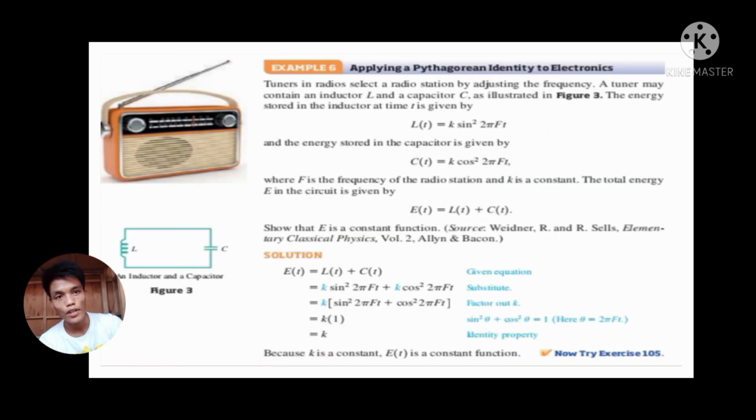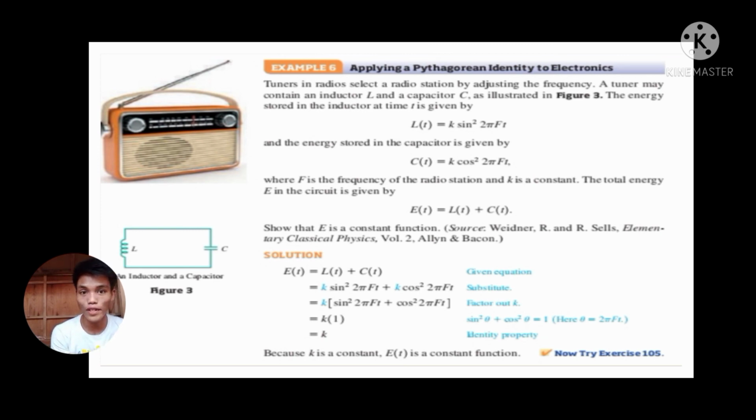Okay, so here is what I said a while ago. Example 6, applying a Pythagorean identity to electronics. What we are going to do here is apply it to a real life situation or real objects. So, tuners and radios. As you can see, there is a radio there. Tuners and radios select a radio station.